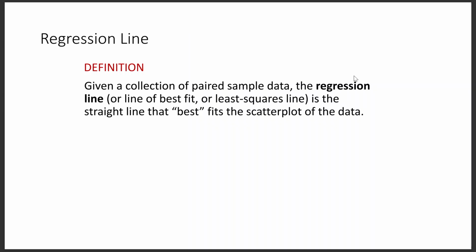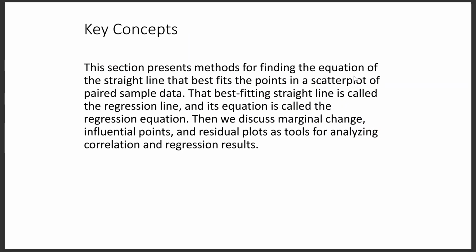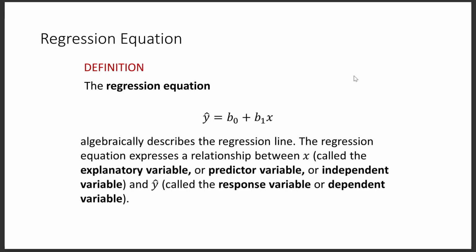So our goal is to find a regression line. And then eventually we're going to talk about a couple of things like marginal change, inflection point, and residual points as a tool for analyzing the correlation results. So this is the equation we use as a regression equation. This equation represents the equation of a line.